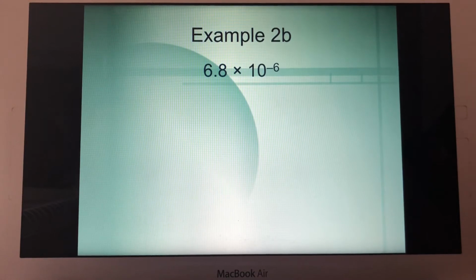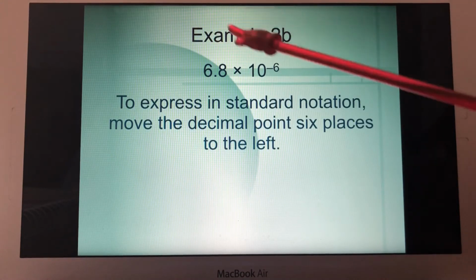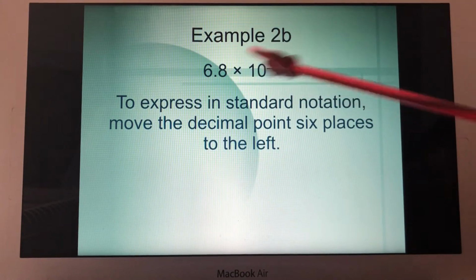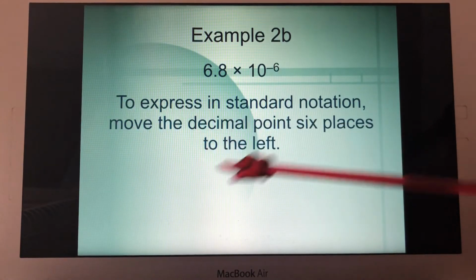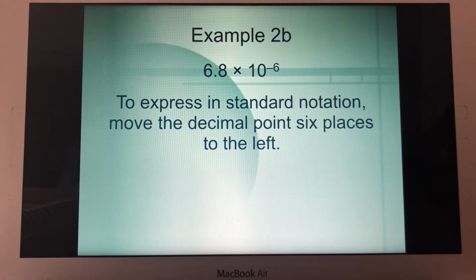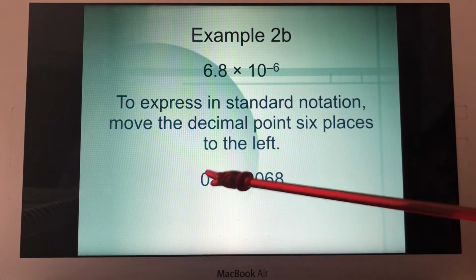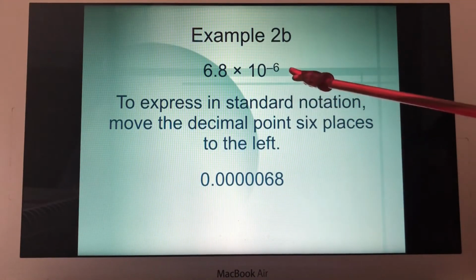Now, let's say we have 6.8 times 10 to the negative 6 power. Then we're going to express it in standard notation. We move the decimal here 6 places to the left. Okay, so negative, just like our number line, the negative means to the left, positive means to the right side. And so here our number in standard notation is going to be 0.000068.